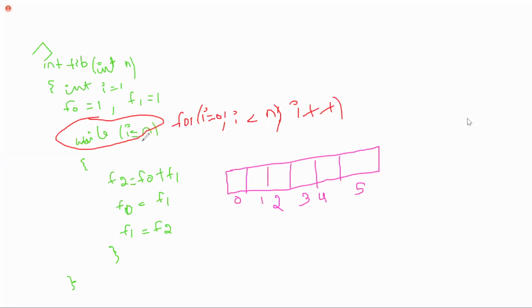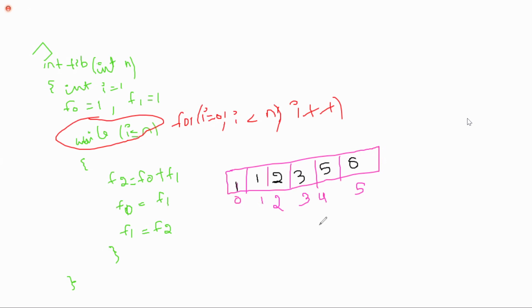Initially i is equals to 0. What is the f2 value? I'm storing only the f2 value. f2 is f naught plus f1. What is f naught and f1? 1 plus 1. So f naught and f1 are 1 and 1. Next, f2 is f naught plus f1, which is 2. Again we are interchanging the values. So we are filling the third term with 1 plus 2, the fourth term with this one, the fifth term with this one. Earlier I used recursive calls, now I am using the iterative method. Both are giving you the same result. Earlier one I'm calling it an array.